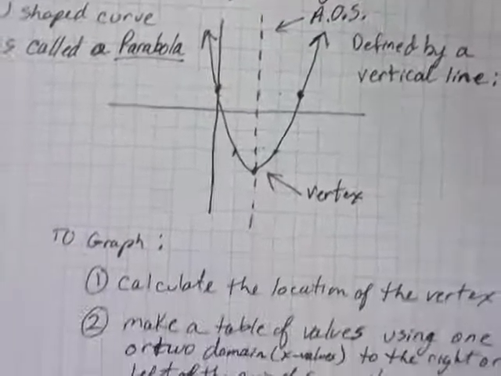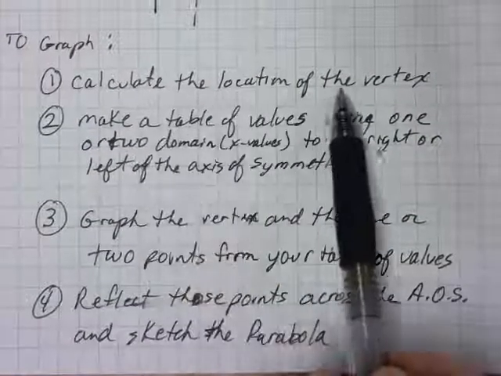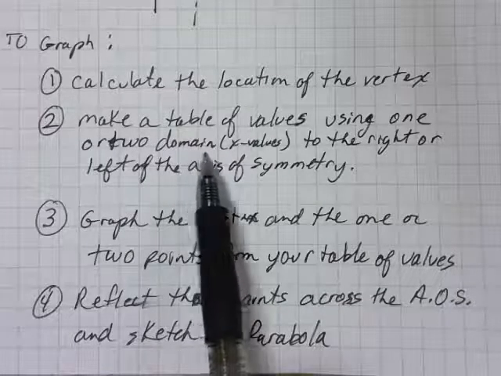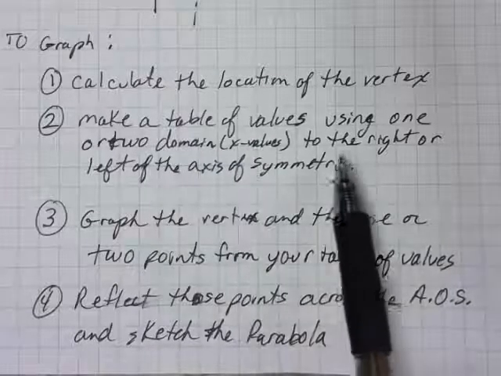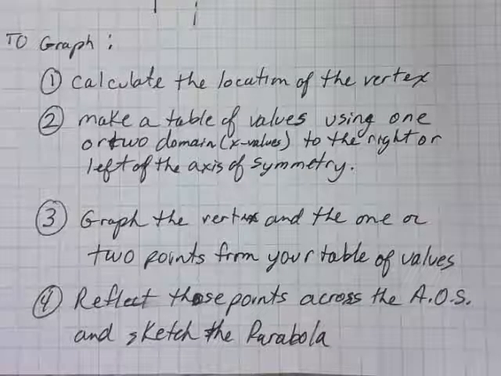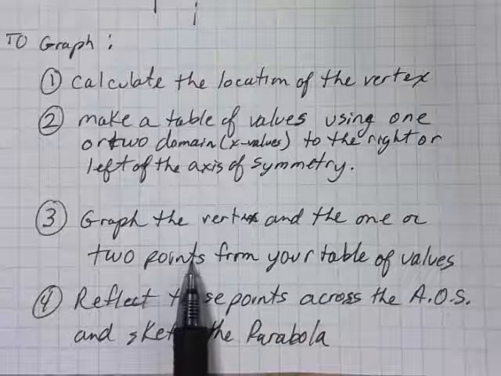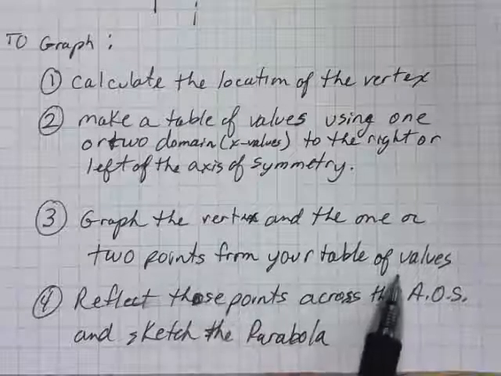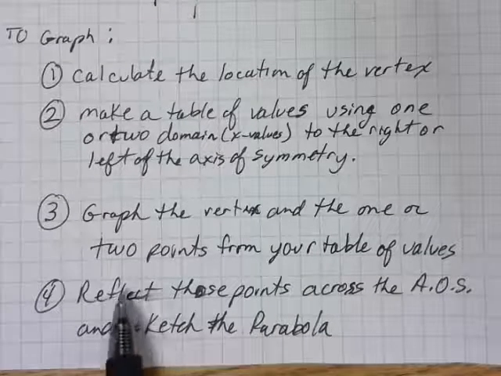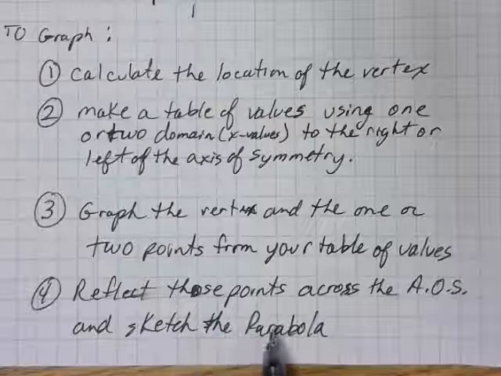Now, as far as the graphing goes, here's a couple of steps. First, we want to calculate the location of the vertex. Second, we want to make a table of values using 1 or 2 domain values, which are the x values, to the right or to the left of the axis of symmetry. After we do that, we want to graph the vertex and the 1 or the 2 points, depending on how we chose, from our table of values. So we'll have at least 2, maybe 3 points on the graph. Then all we got to do is reflect those points across the axis of symmetry and then sketch the parabola.